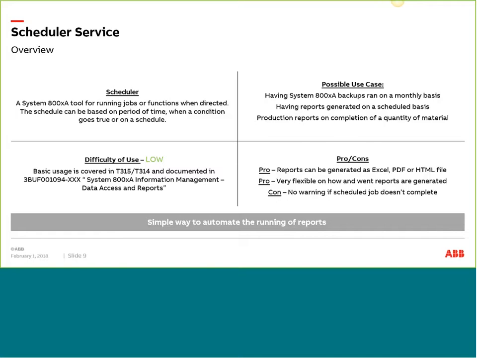Pro is it's flexible of how and when it generates reports. We can have it generate a report every minute. We can have it generate every month. We can also have it generate when a certain value goes high in the system. So like say a motor, if the feedback goes away, you can have it generate a trip report from that. The con is that you don't get a warning if your scheduled job doesn't complete.